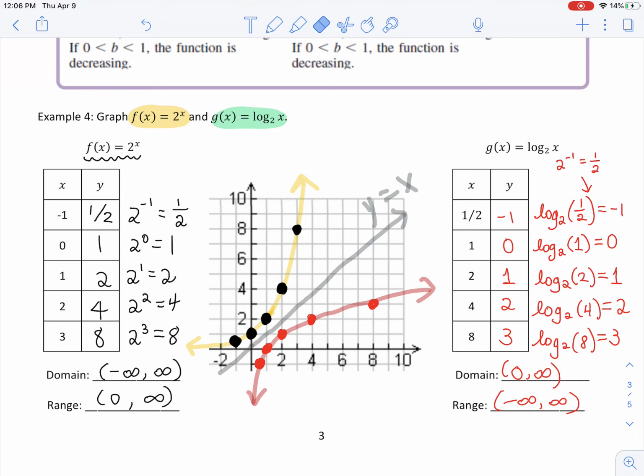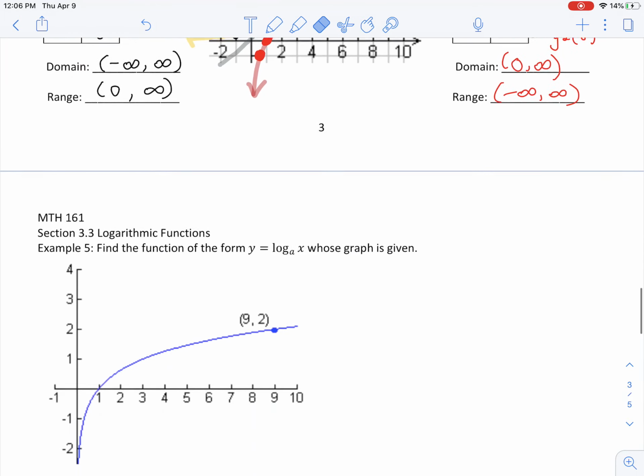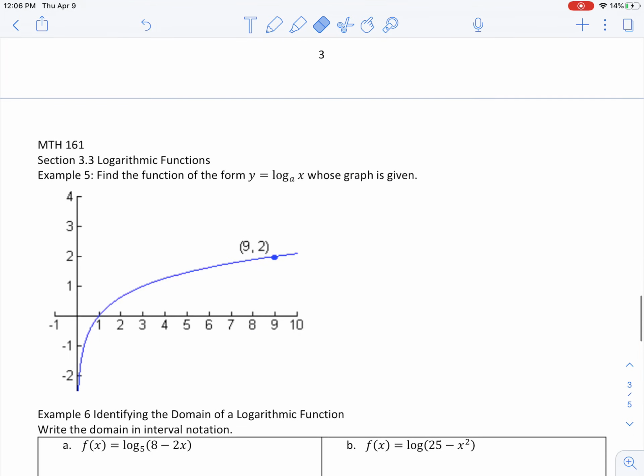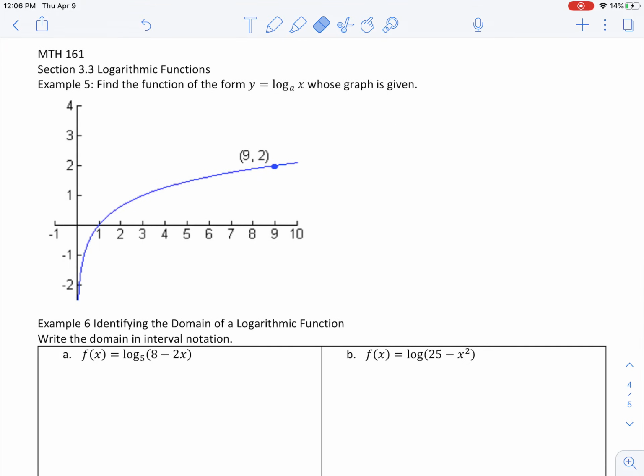All right, but we graphed one by hand, but I do know that you got the graphing utility to help you with. Let's try this fun problem. Example 5, they want you to find the function of the form y equals log base a of x, whose graph is given. Now, we got a little problem because we don't know what the base is, and we just got a graph. So what we will need to do is figure out what that log base is. I'm going to highlight what we need to find. We need to find what this a is, okay?